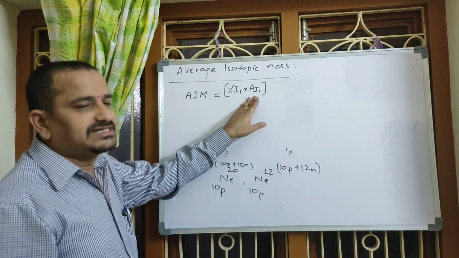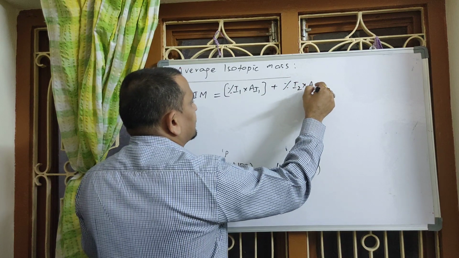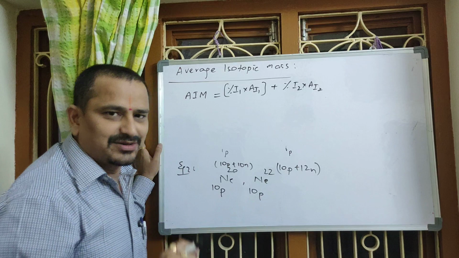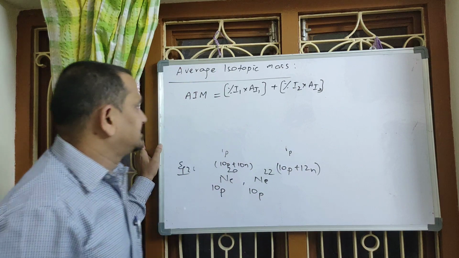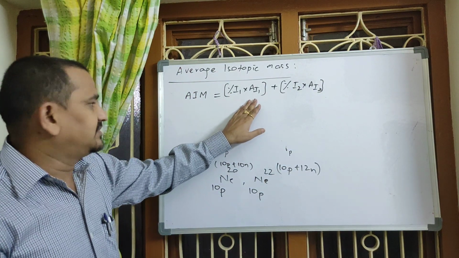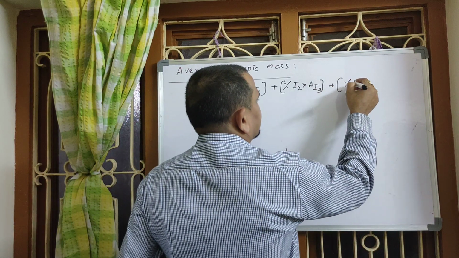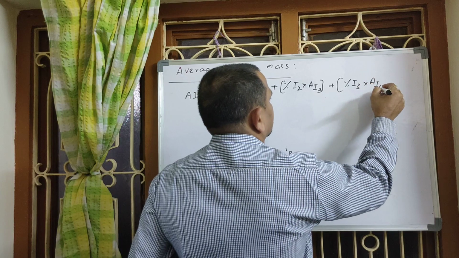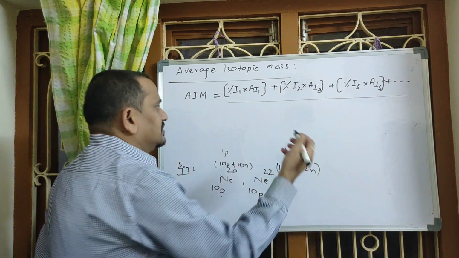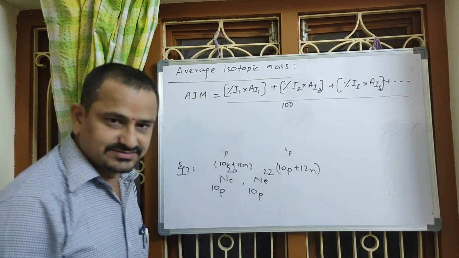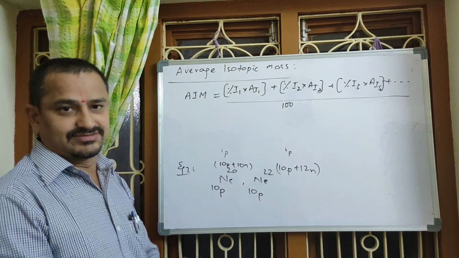Percentage of the first isotope into its atomic mass plus percentage of the second isotope into its atomic mass. You know that A stands for atomic mass, or you can take it as mass number also. Mass number, that's better. Percentage of first isotope into its mass number, plus percentage of second isotope into its mass number, plus percentage of third isotope into its mass number, and so on, divided by the total percentage, which will be 100 always. This is how we can calculate average isotopic mass.